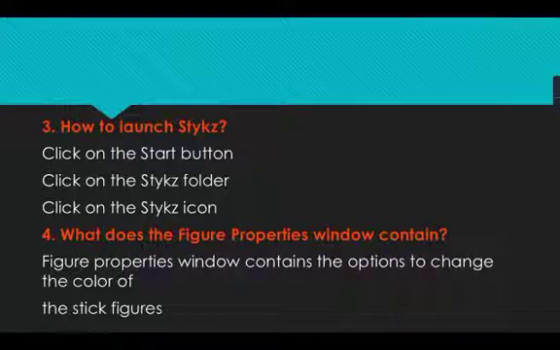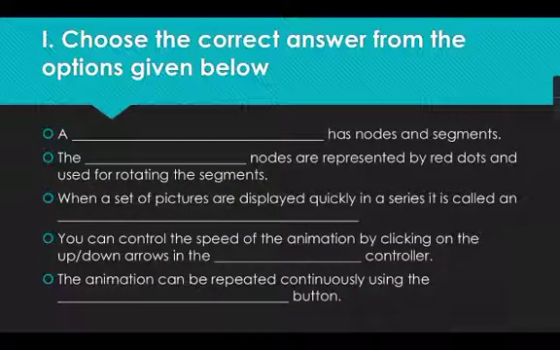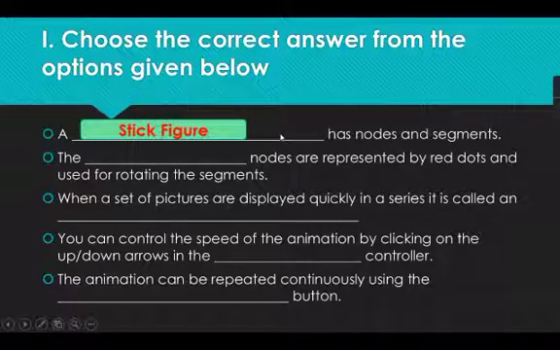Fourth question, what does the figure properties window contain? The figure properties window contains options to change the color of the stick figures. Now we'll move to next chapter, page number 87. Choose the correct answer from the options given below. The stick figure has nodes and segments. The nodes are represented by red dots and used for rotating the segments.